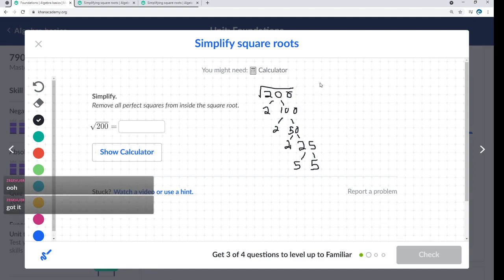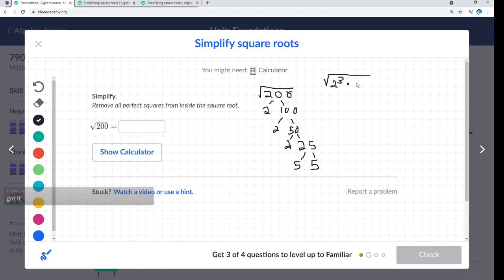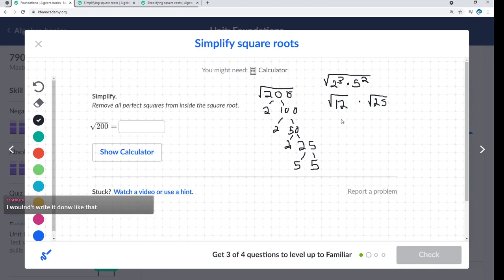Okay, so this is now going to turn into this, which is 2 to the 3rd times 5 to the 2nd, right? And then we'll just break it out into its individual parts: 2 times 2 is 4, times 2 is 8, right? And then times 25, right?